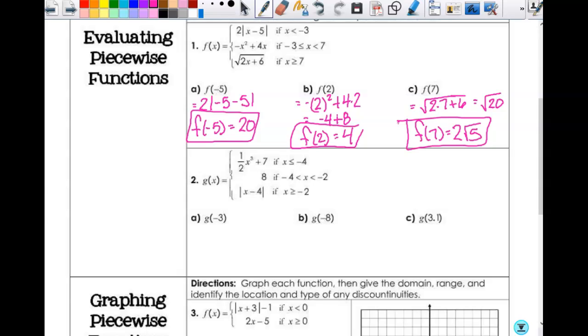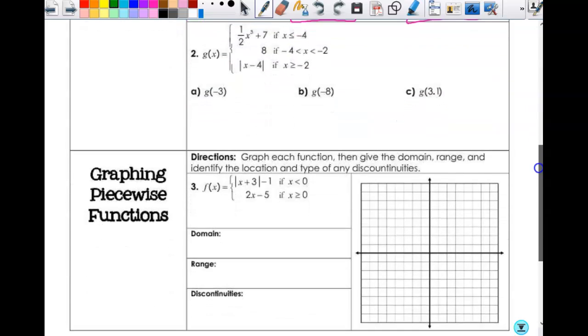All right, what questions do you have? Easy enough? You understand how to figure out which one to substitute it into? All right, let's do the next one, because there's a couple things that come up here. All right, g of -3. Does -3 fall into this first, second, or third? Second, right? Because -3 is between -4 and -2. So g of -3 is equal to what? 8. There's not even any work there. It's just 8. Doesn't matter what x is.